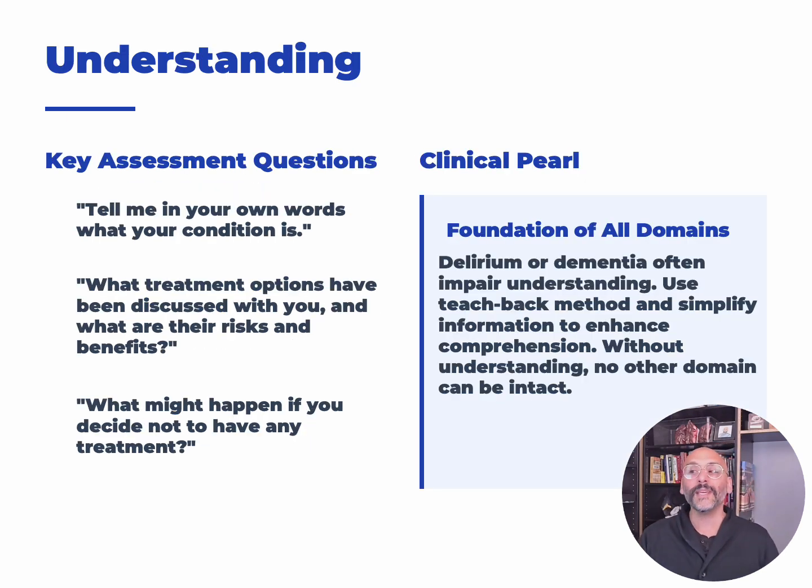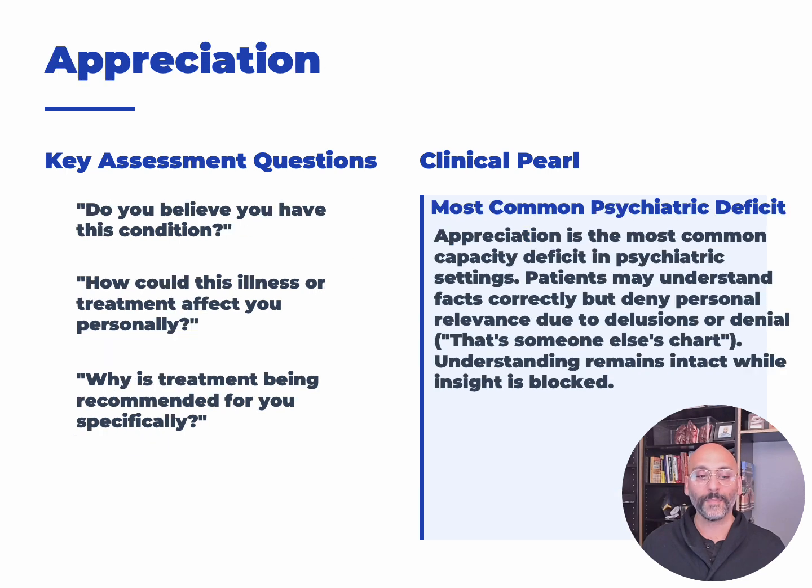So tell me in your own words what your condition is. What treatments were discussed? What are the risks and benefits? If they can't tell you back, then they don't understand. And without understanding, none of the other domains are going to hold. This can be the situation in a case, say, like delirium, dementia, or even acute anxiety can impair this domain. So always rule out those reversible causes first, because capacity may be restored if they can develop understanding.